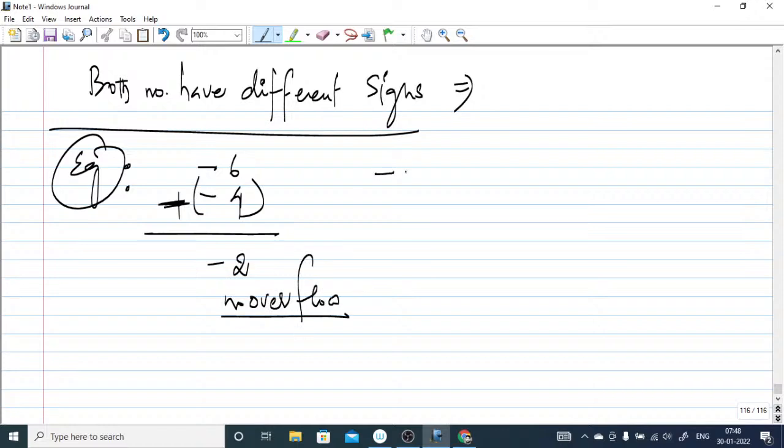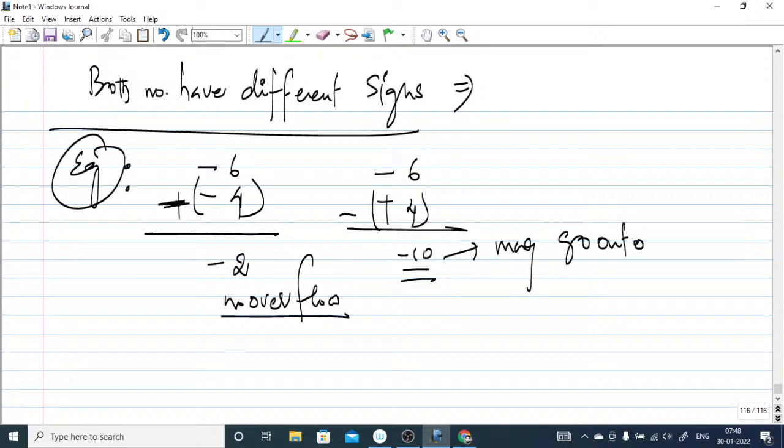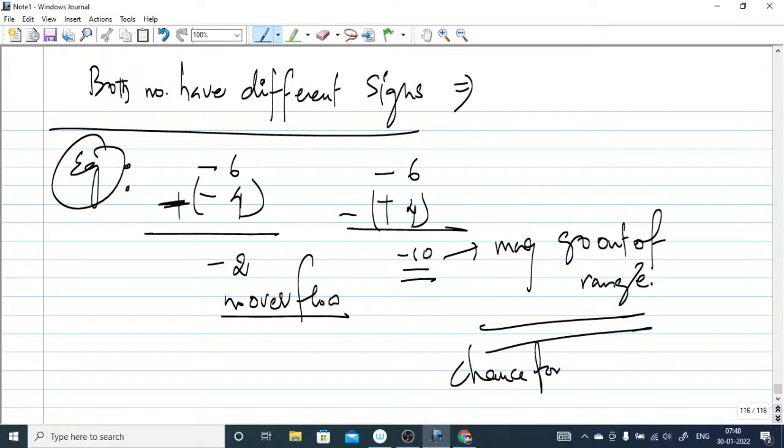Suppose you are subtracting minus 6 and plus 4. It will be minus 10, so it is out of range. The magnitude goes out of range. So there is a chance for overflow. I hope this overflow concept is clear for everyone.